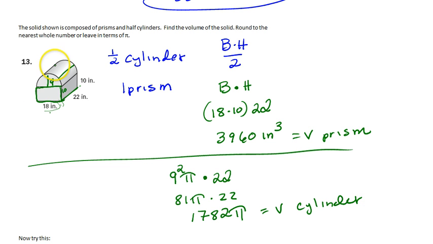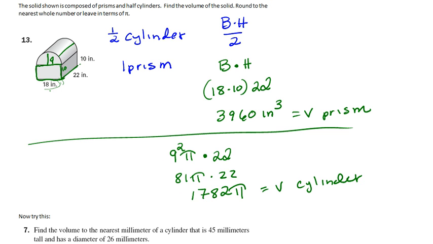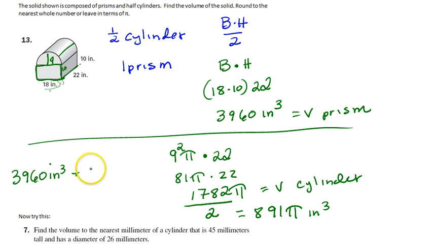Now the entire shape has half of the cylinder, so I need to divide this by 2. 1,782 divided by 2 would give me 891 pi for the half cylinder that I have here. That's inches cubed, and I need to add that to this. So now I have 3,960 inches cubed plus 891 pi inches cubed. This represents my prism, and this represents my half cylinder.